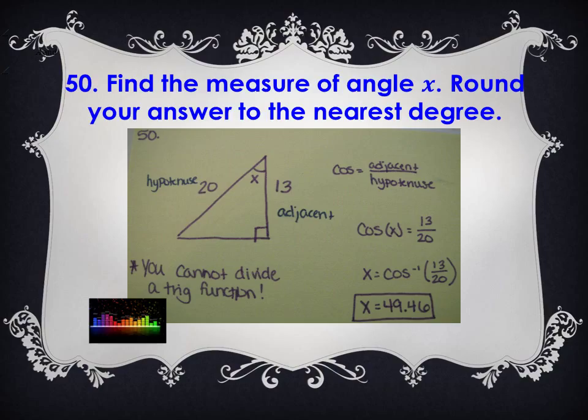Then to get x by itself, we use the inverse of cosine and get x equals cosine to the negative 1, so second cosine, 13 divided by 20.